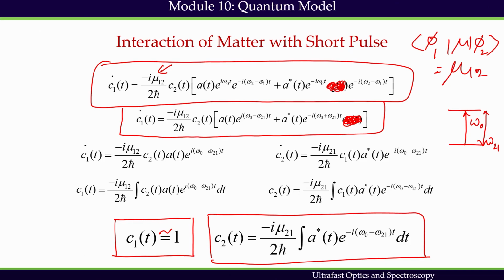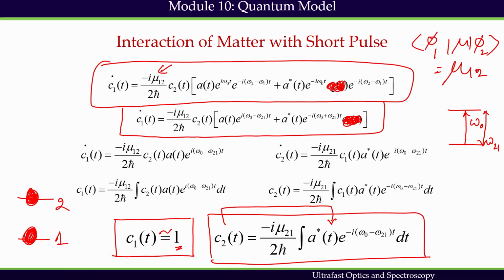So these two expressions suggest that in the ground state, the first state and the second state, we are creating a superposition state. If we have a superposition state created by the excitation of a short pulse, then we can say that the ground state population is remaining almost the same, and that's why it is 1. But the C2 population is changing as a function of time. This is the unsaturation limit, and the C2 value will depend on this integral.